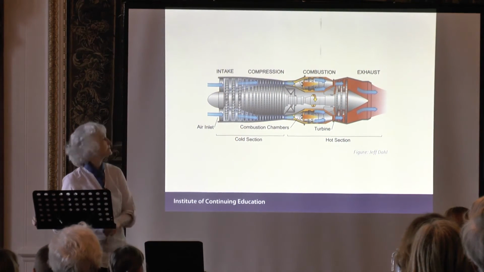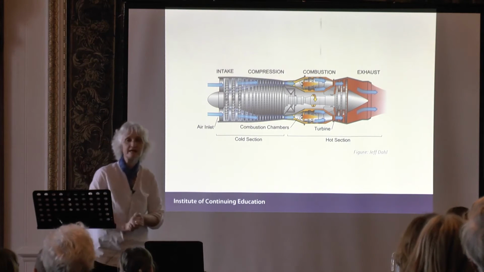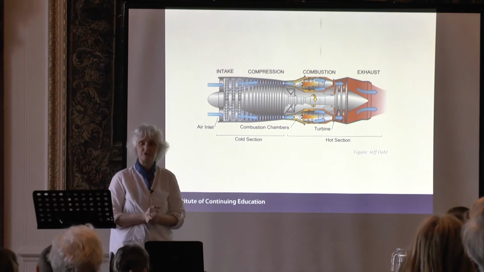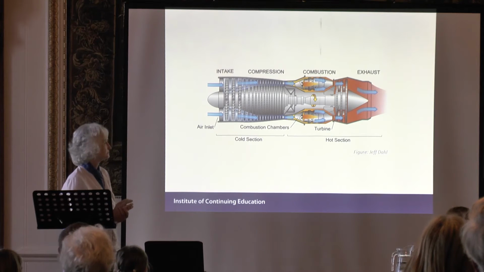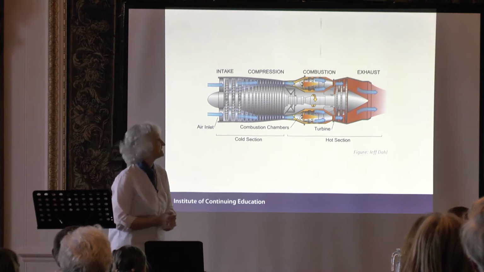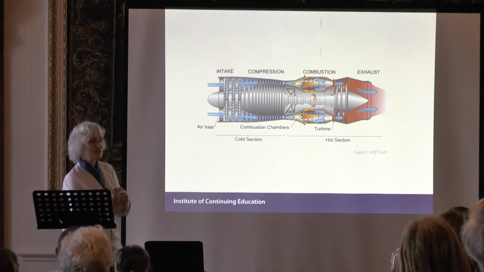So I'm going to talk about something completely different now we've done our little introduction to symmetry. I want to tell you about an example where symmetry and losing symmetry is really important to the way materials work. And we're going to talk about jet engines. So here's a section through a jet engine.